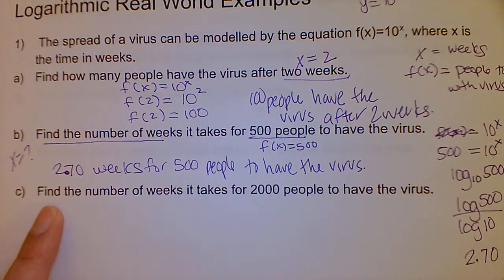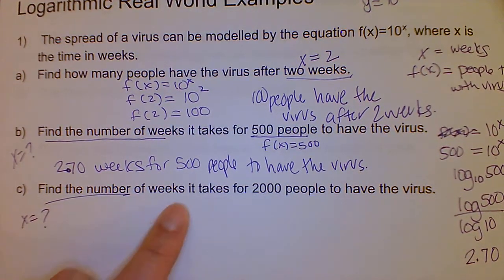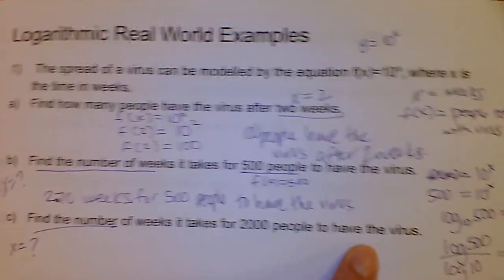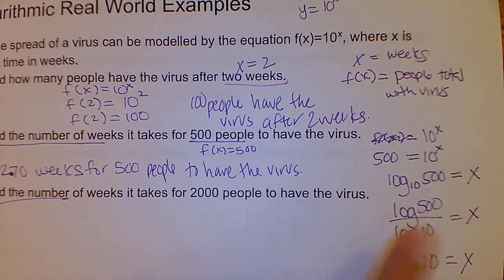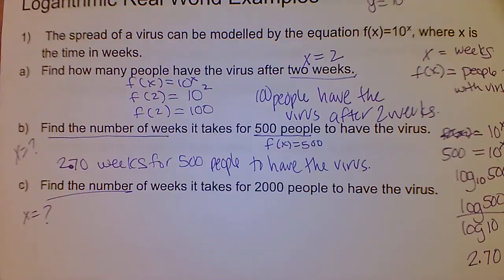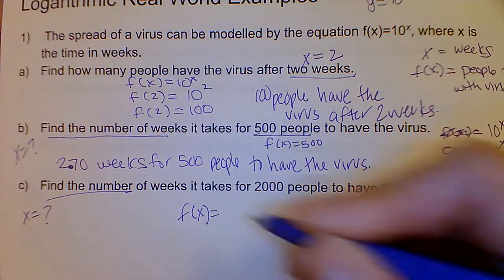Awesome. Okay, why don't you try the next one? Because it's pretty much the same. Let's see. Find the number of weeks. Again, we don't know what x equals. It takes for now 2,000 people to have the virus. So let's use our model. Just like we did here, we're going to be substituting the 2,000 now in for f of x. So why don't you pause right now while I'm writing this out and try it yourself and then come back.